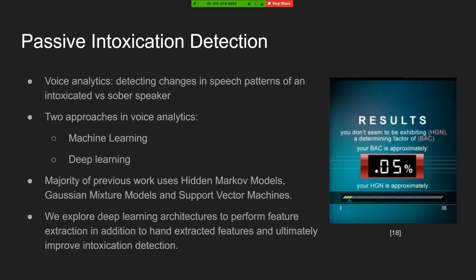In this project, we use voice analytics to detect changes in speech patterns of an intoxicated speaker versus sober. There are two approaches that we can use: machine learning algorithms and deep learning architectures. Machine learning performs classification, taking hand-extracted features as inputs. Deep learning, however, performs additional feature extraction as well as classification. The majority of previous work uses classic machine learning approaches such as hidden Markov model, Gaussian mixture model, and support vector machines. We explore deep learning architectures to perform feature extraction in addition to hand-extracted features and ultimately improve the detection.